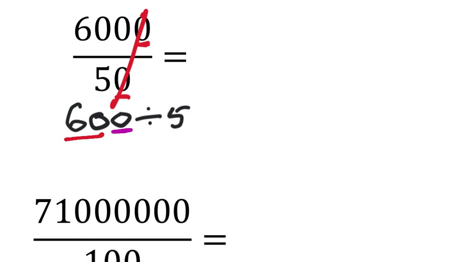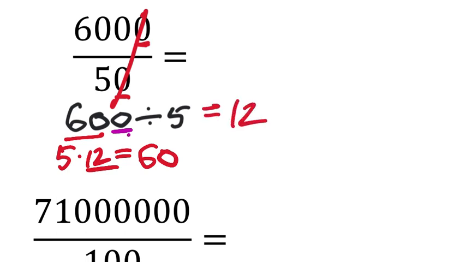Or, using the fact family, it'd be 5 times something equals 60, and that something is 12. So from 60 divided by 5, you get 12. And then we just tack on this 0 here that we didn't use as part of the answer. So really, 600 divided by 5 is 120 because we had that 0 that we tacked on to the end. Or really, if you went back to the beginning, 6,000 divided by 50 is also 120.